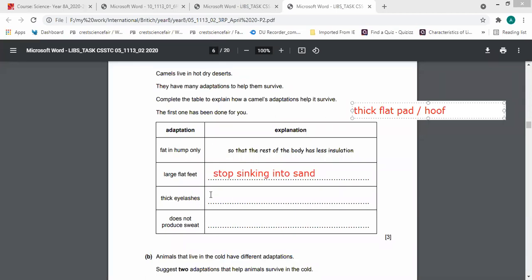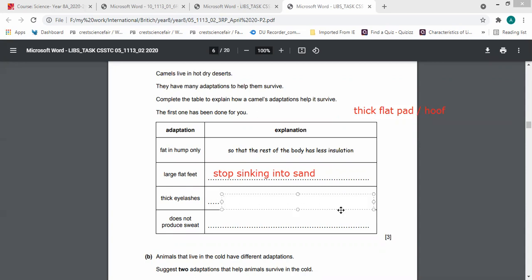Clear? Okay. Next question about the thick eyelashes. Okay, you know the eyelashes, right? Stop sand getting into eyes. Just to avoid or stop sand getting into the eyes. Stop sand getting into eyes.